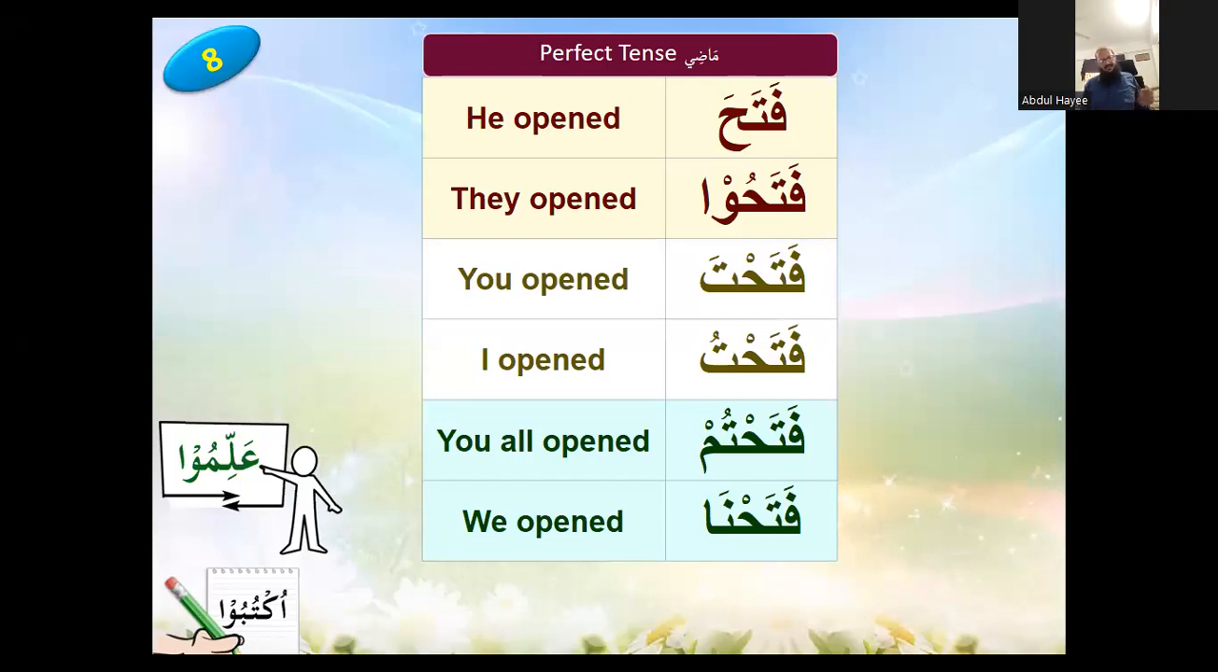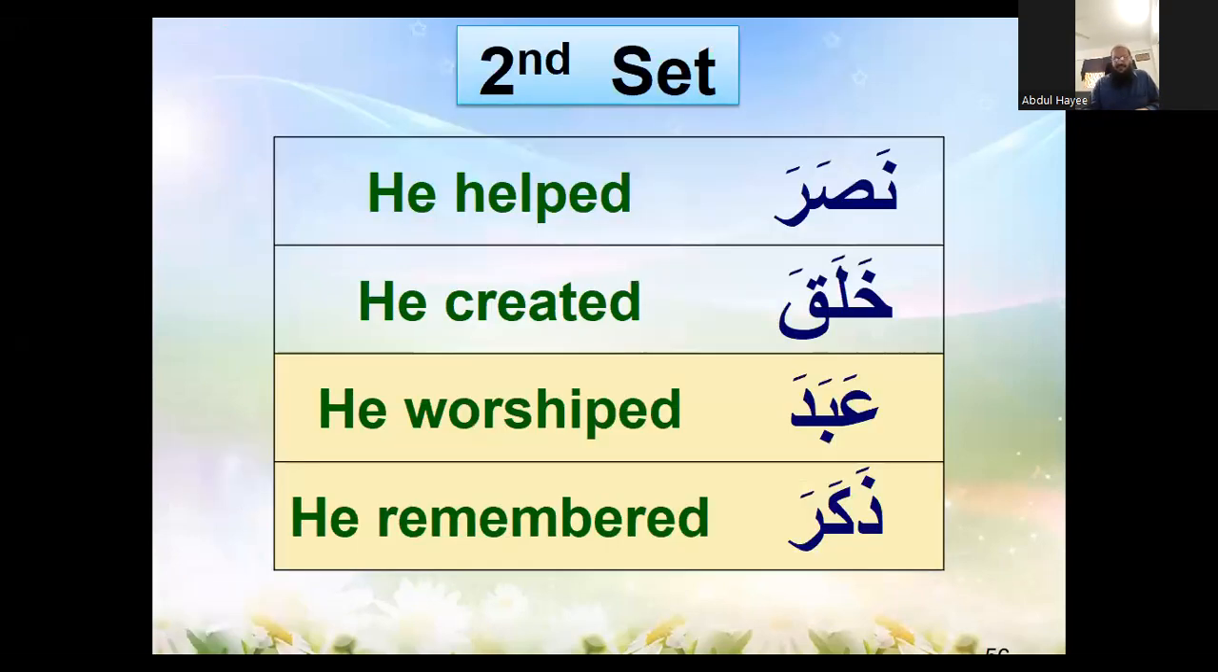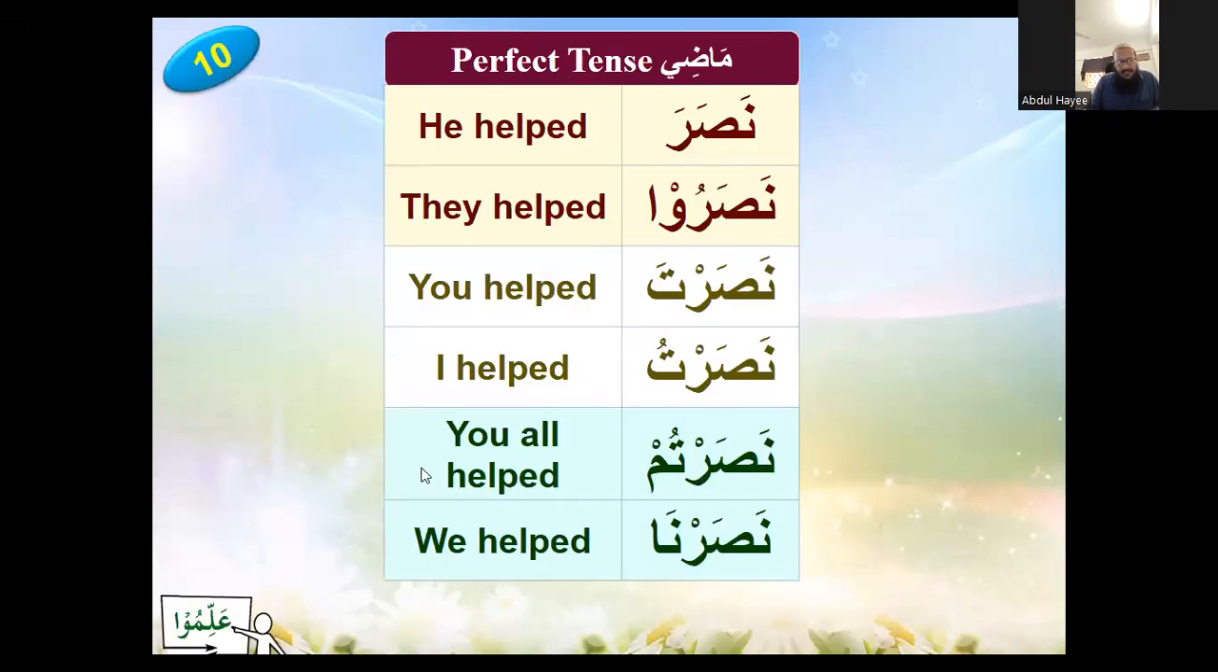Fataha, fatahat, she opened. Now the next set is nasara, he helped; khalaqa, he created; abada, he worshipped; zakara, he remembered. We will have only one table, nasara. Who will repeat? Muhammad Munir, you have not repeated yet. Please repeat this table.